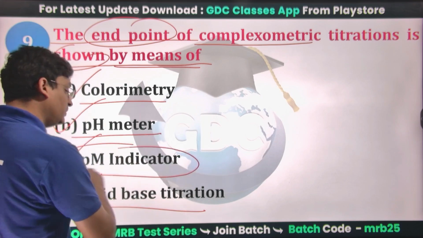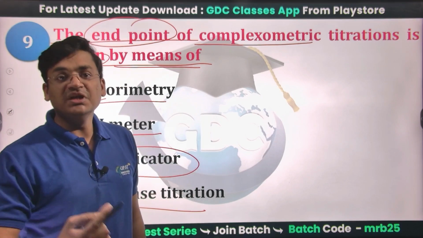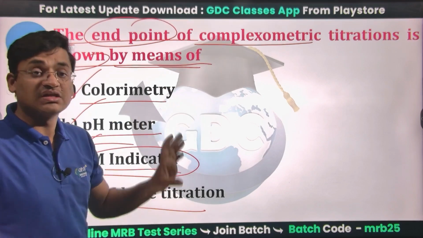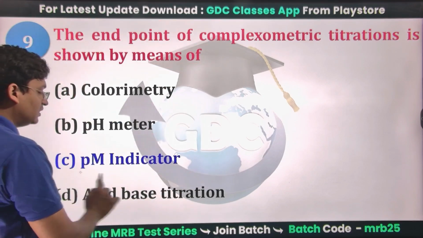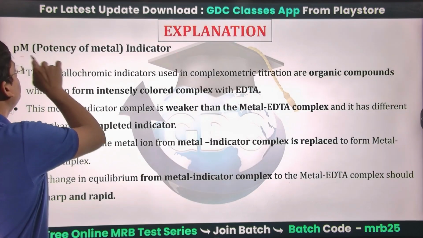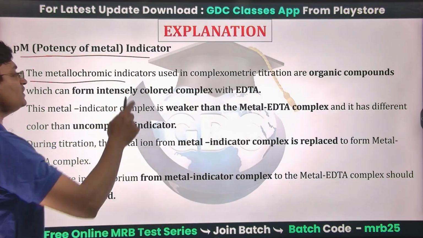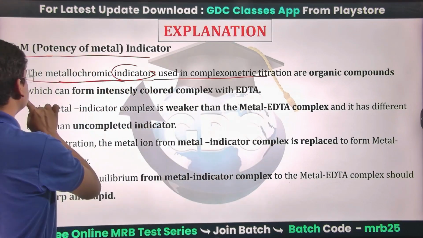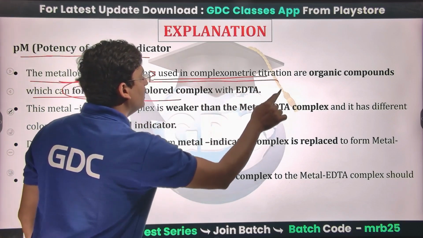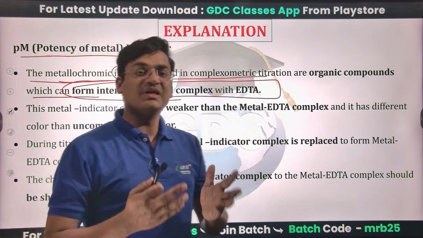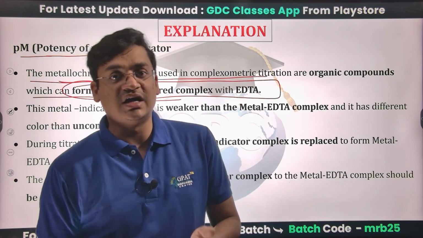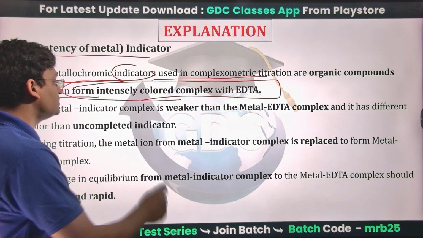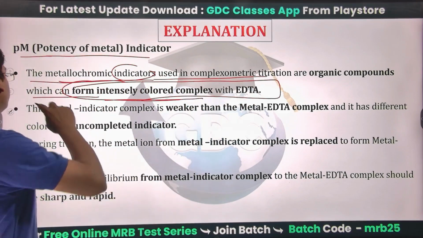But PM indicator, what do you mean by PM indicator? PM means potency of metal. Potency of metal indicators are used during the complexometric titrations, and they are responsible for their mechanisms. The metallochromic indicators used in the complexometric titrations are organic compounds which can form intensely colored complexes, and you can identify the complexes formed during these titrations by their color formation. So yes, this PM indicator is used in these cases.